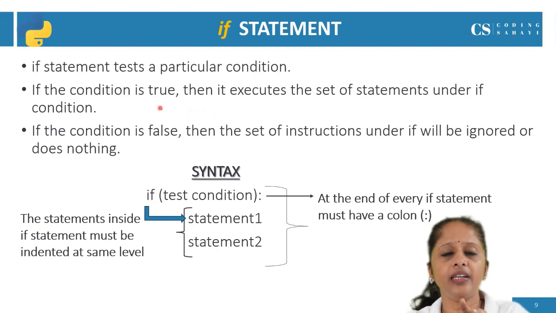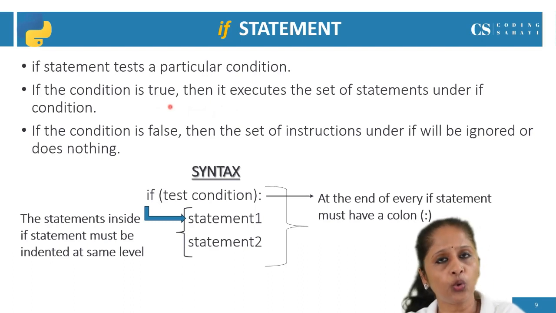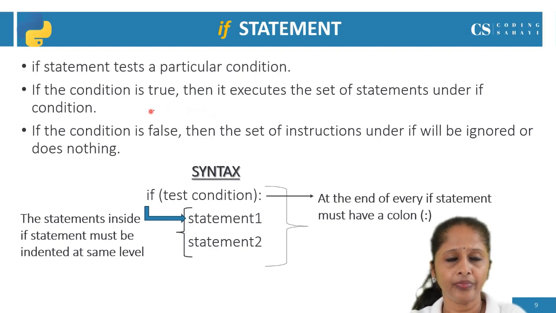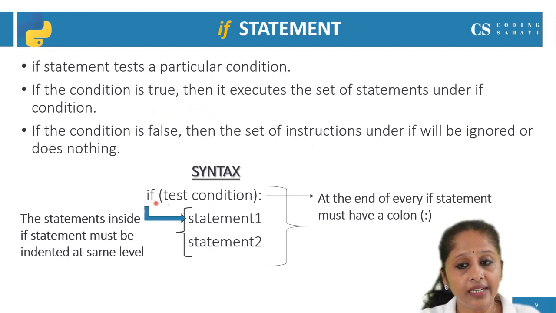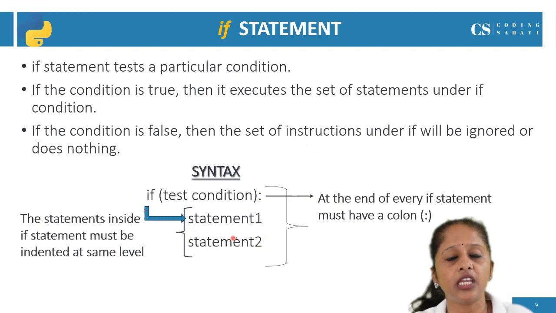So here in the if condition, there is only one statement, that is, if checks for the condition and if it is true, then the set of statements under that if condition will be executed. Otherwise the program will continue. If the condition is false, then the set of instructions under if will not be executed. You can see here if test condition, here we have a test condition. If it is true, then the set of statements will be executed. Otherwise, the set of statements will be ignored. It will not be executed.